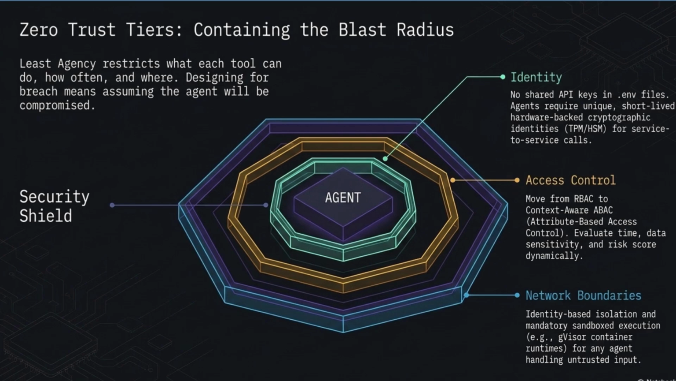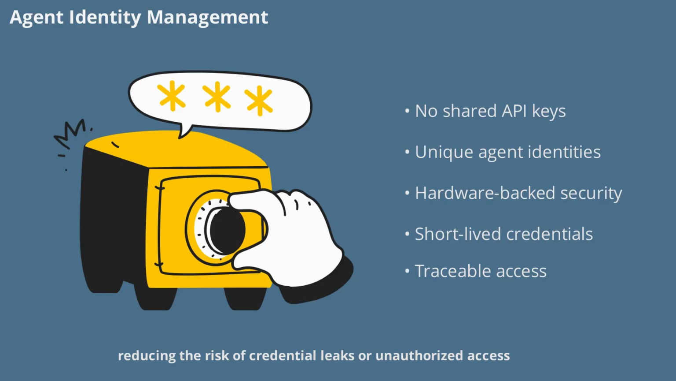Agents should never share API keys in environment files. Instead, require unique, short-lived, hardware-backed cryptographic identities for each agent. This approach ensures that service-to-service calls are secure and traceable, reducing the risk of credential leaks or unauthorized access.